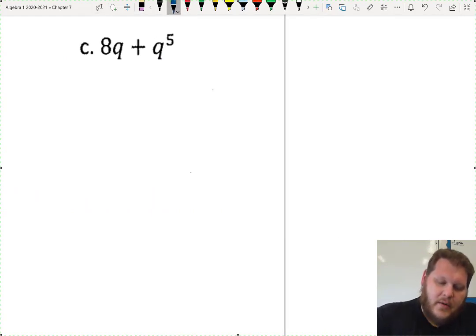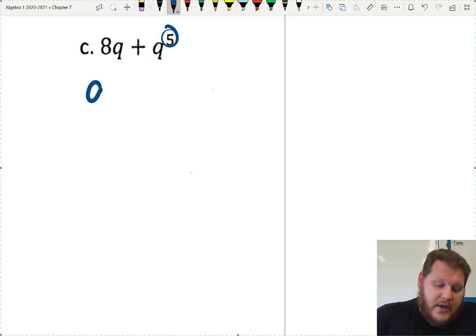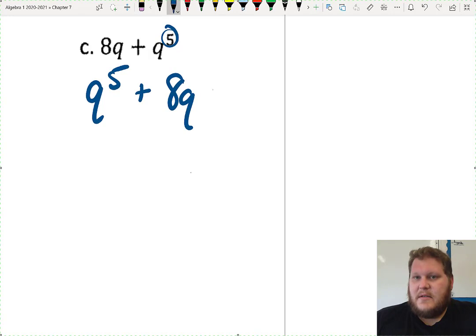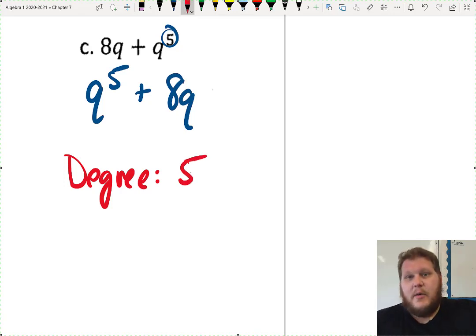All right, last one here, part C. So now we've got 8q plus q to the 5th. Now remember, putting in standard form means the highest degree goes first, not the highest coefficient goes first. So here, even though 8 is the bigger of the two coefficients, this q to the 5th power is my highest degree. So it goes first when we put it in standard form, and then that 8q goes last, or second, whatever. Degree would be positive 5. That's the highest degree we have. They're both the same variable, so I just go with the highest degree.